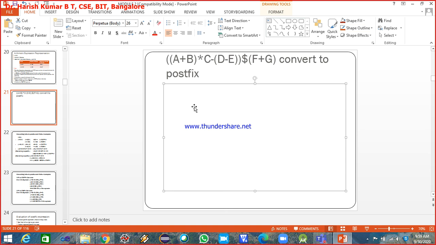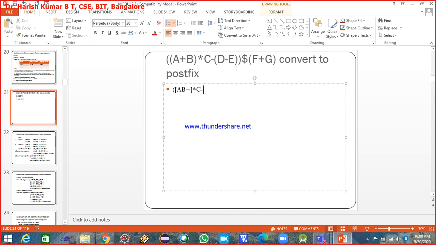Yeah, we'll start now. See, this A B plus is inside the parenthesis. First I'll evaluate it. I'll write this as it is and put a big bracket: A B plus. Okay, and this is one operand now. The outer parenthesis I've retained as it is. Then star, then C minus, and again this D minus E is inside the parenthesis. I have to evaluate this.